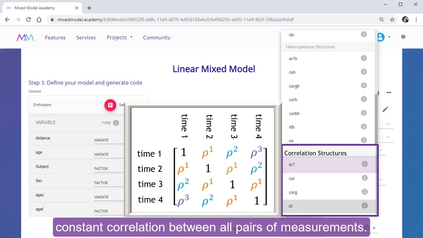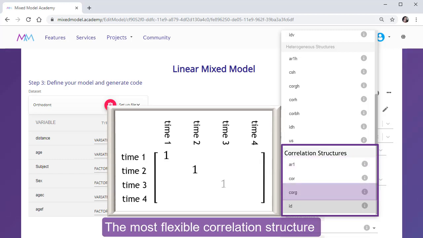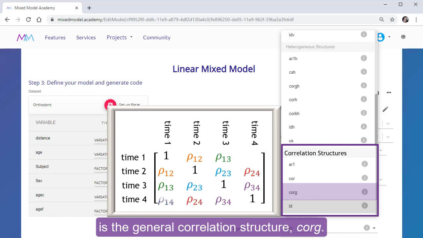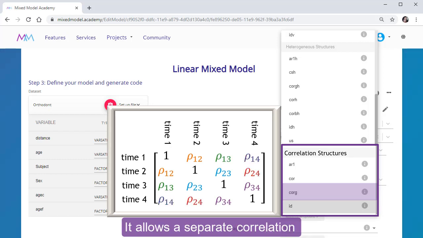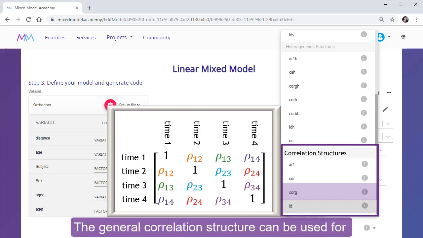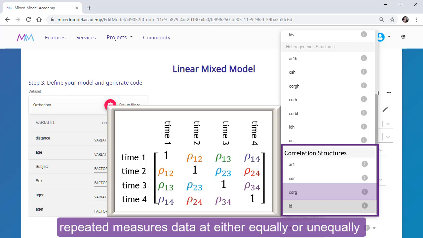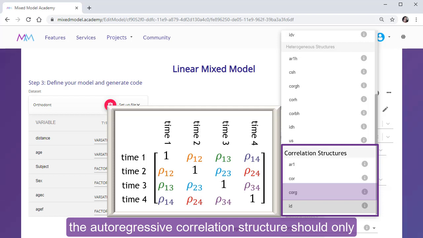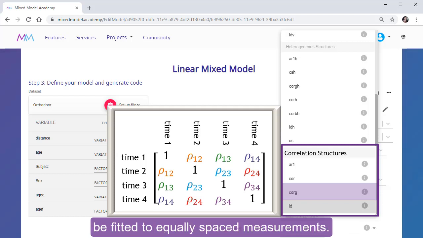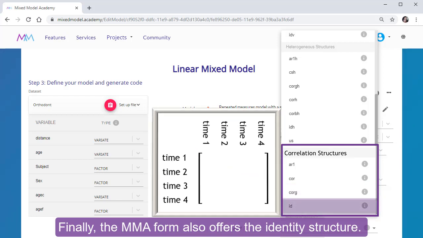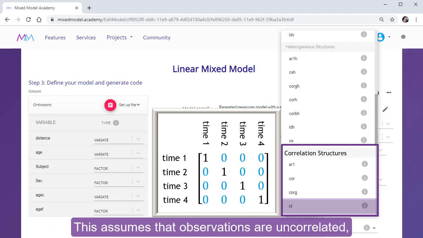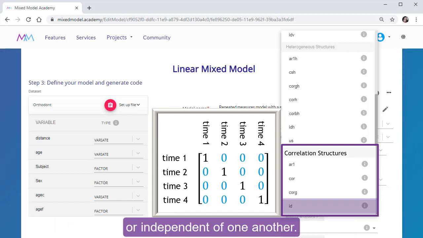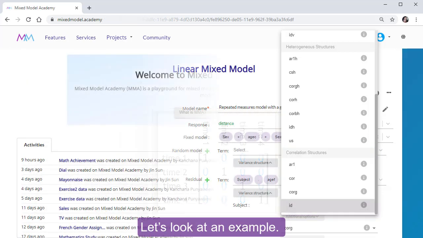pairs of measurements. The most flexible correlation structure is the general correlation structure, CORE-G. It allows a separate correlation for every pair of measurements. The general correlation structure can be used for repeated measures data at either equally or unequally spaced time intervals, whereas the autoregressive correlation structure should only be fitted to equally spaced measurements. Finally, the MMA form also offers the identity structure. This assumes that observations are uncorrelated or independent of one another. Let's look at an example.